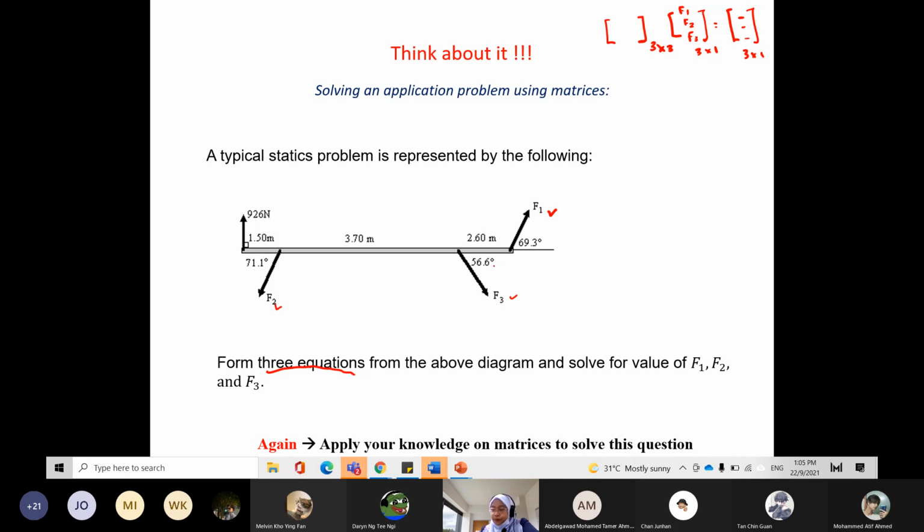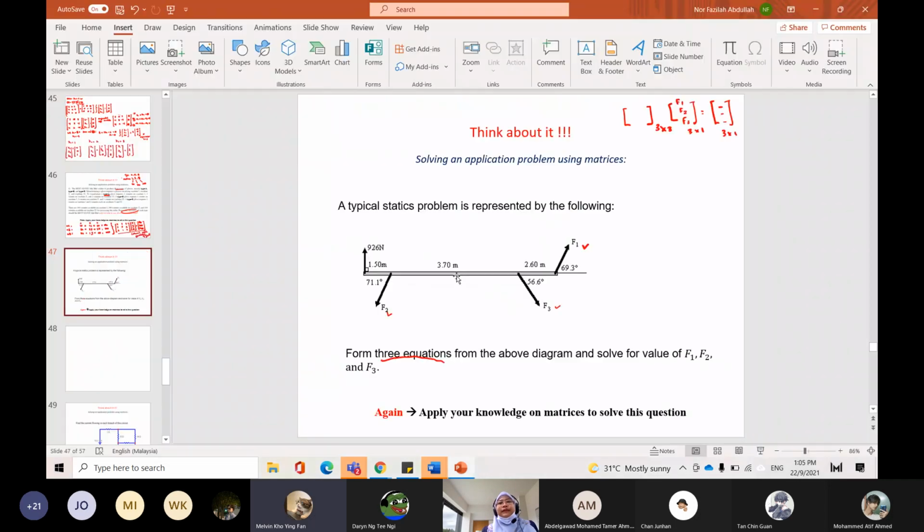Anyone know how to solve? Maybe we can try to find the vertical resultant force first. Correct, thank you. Who's that? May I know? Melvin. Thank you, Melvin. Like Melvin said, maybe we can resolve the forces first into vertical and horizontal.